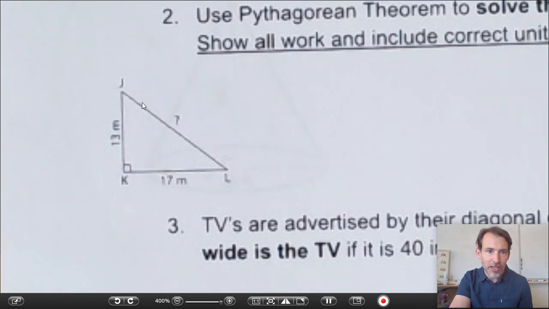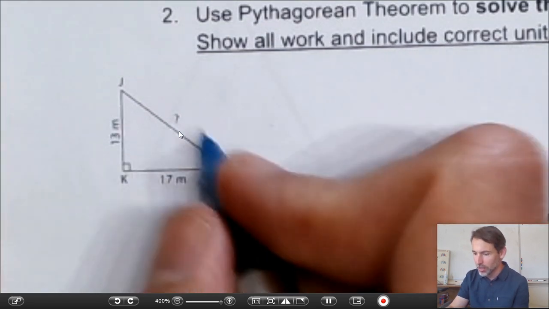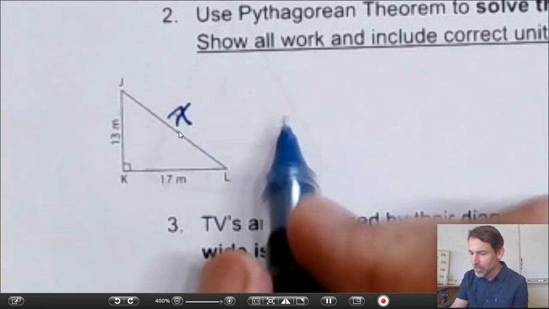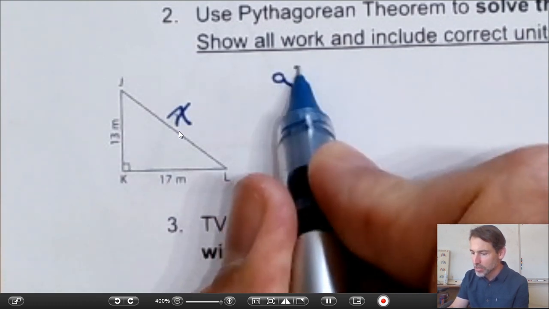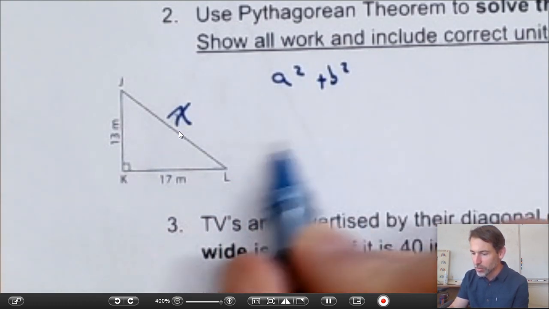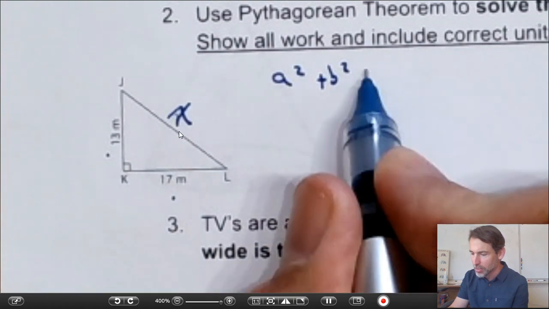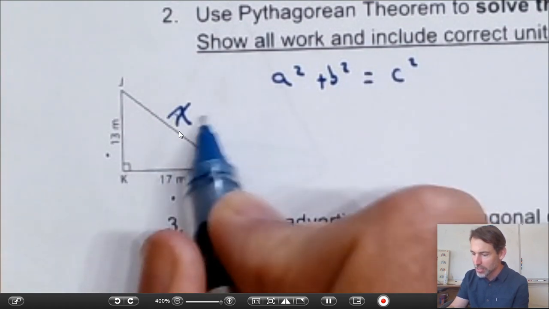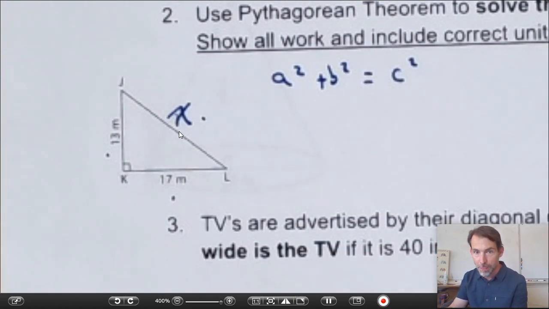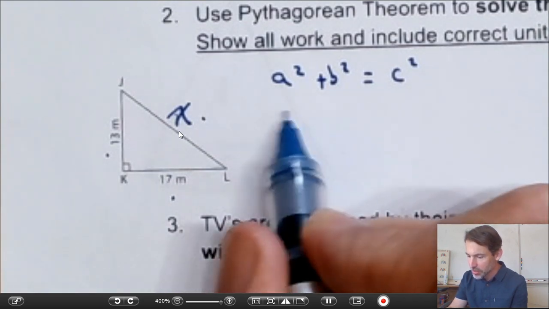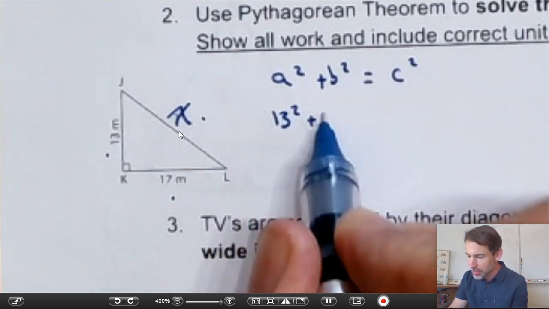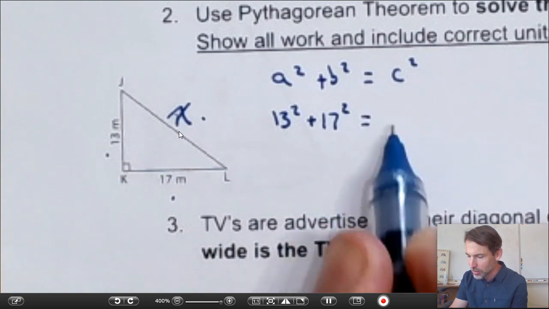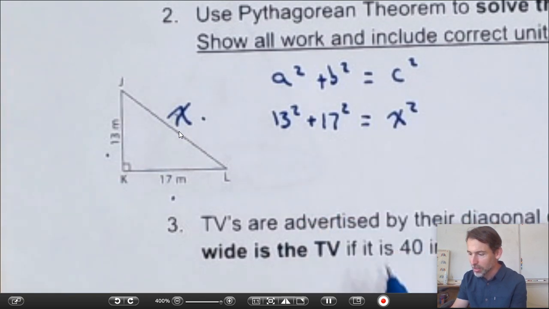Okay, so if that's 13 and that's 17, let's find this question mark here. Let's call it x. Then we would set it up this way: a squared plus b squared, those are the two legs of the triangle, is equal to c squared, that's the hypotenuse of the triangle. All right, let's input our values: 13 squared plus 17 squared equals x squared.